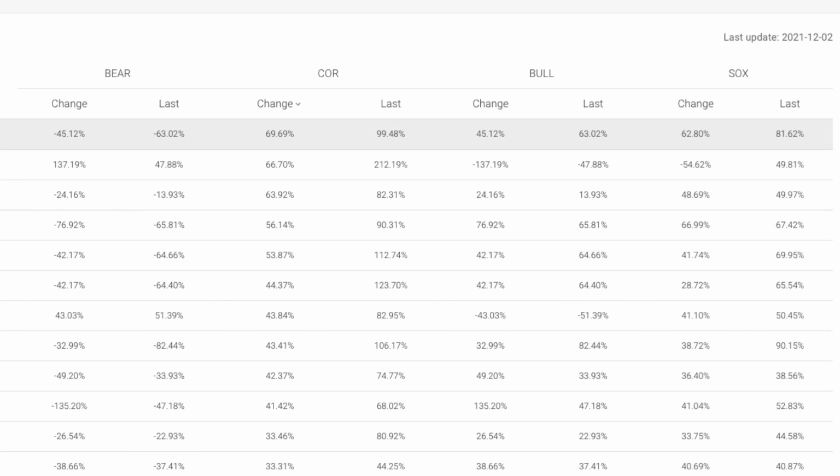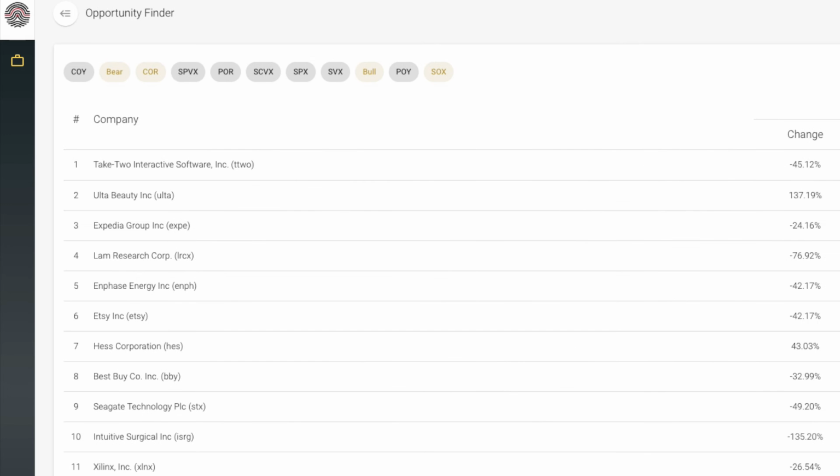But this is definitely an interesting opportunity here. And again, that's why they call it the Opportunity Finder, right? It's very easy to come in here and find signal almost immediately.